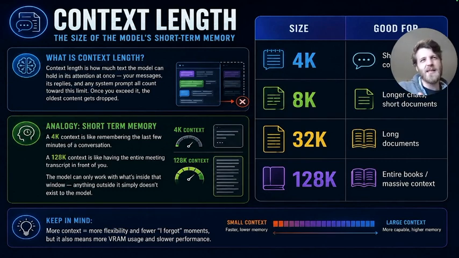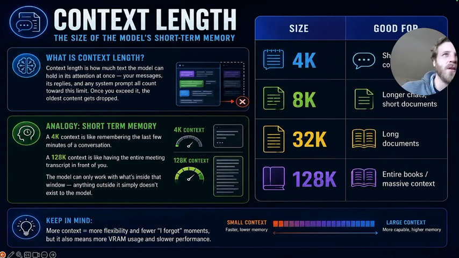So if we think about this, it's kind of analogous to short-term memory. A 4K context is like remembering the last few minutes of a conversation. 128K context is like having the entire meeting transcript in front of you. You can draw from all of it. I think the analogy of short-term memory is not the best, because short-term memory, long-term memory and the working memory model is a little more complex in humans. But as a rule of thumb, it brings an understanding to what we mean by context length. So keep in mind, more context is more flexibility and fewer I forgot moments, but it also means more VRAM usage and slower performance.